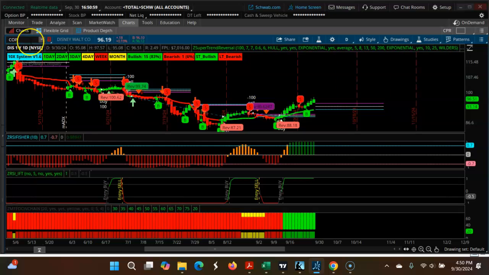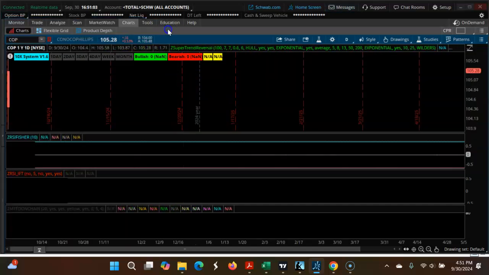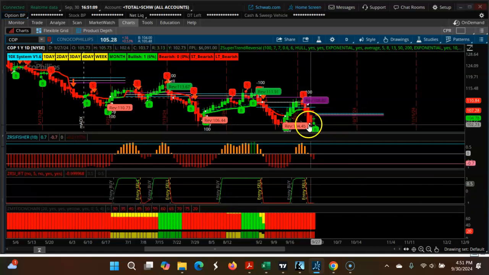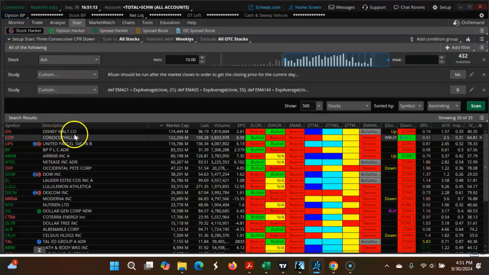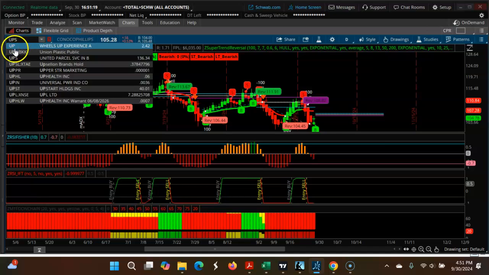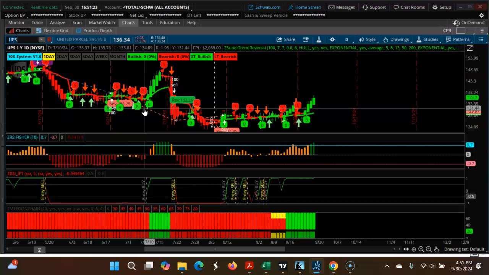DLTR and Dollar General are basically... COP. COP is bearish. UPS. Not quite the right setup.